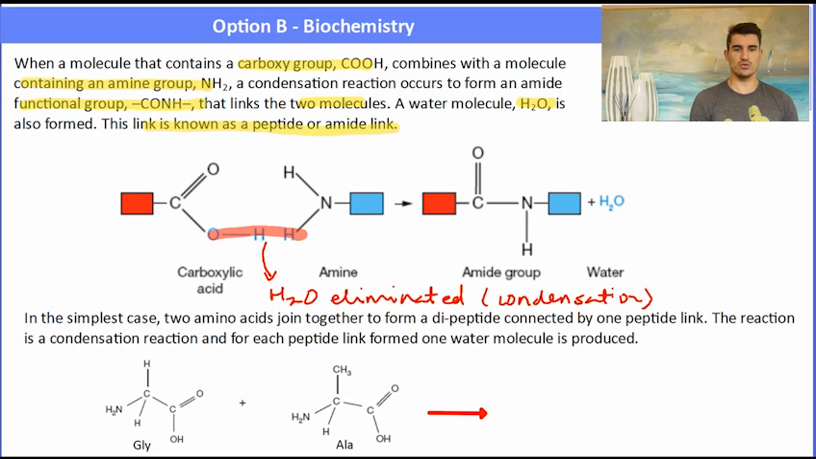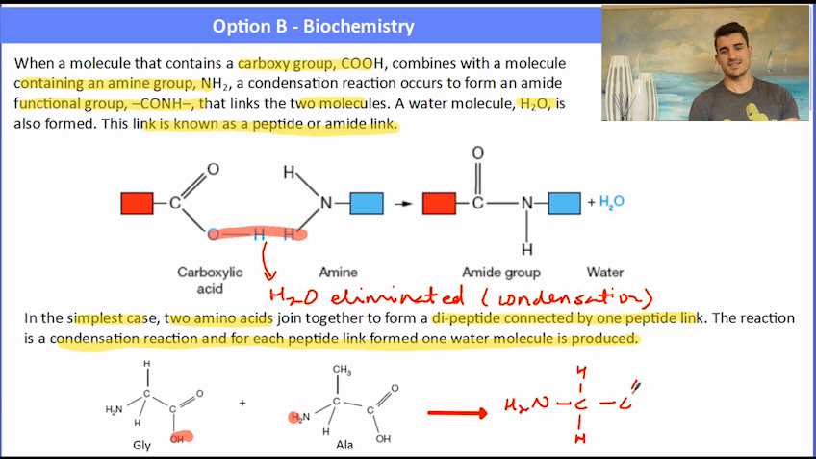In the simplest case, two amino acids join together to form a dipeptide connected by one peptide link. The reaction is condensation, and for each peptide link formed, one water molecule is produced. So here we have glycine and alanine. The OH of glycine can react with one of the hydrogens of alanine to form our peptide link. So here is our peptide link, our C double bond O, and then it's linked to an NH of the alanine, and then we have alanine's Z group followed by the carboxy group at the end.